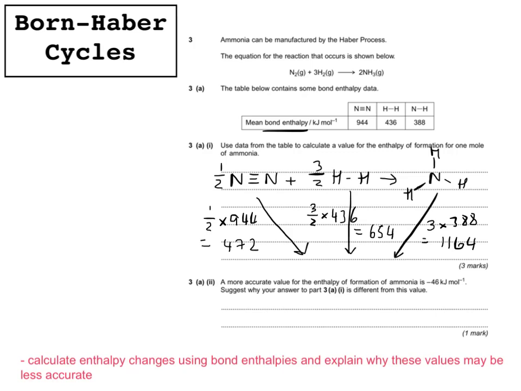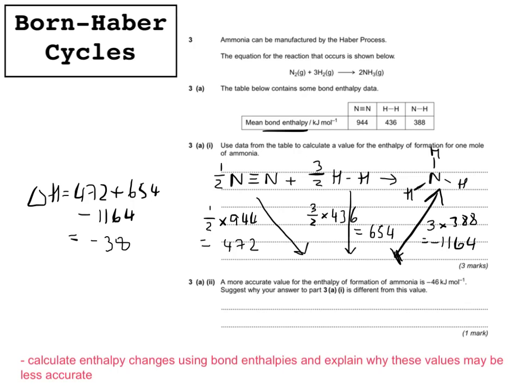Now we're trying to work out this arrow here, so we need to go down first, then back up again. So this last arrow needs swapping around, and we're going to turn this into a negative sign, and so your delta H equals 472 plus 654 minus 1164, and that equals minus 38.